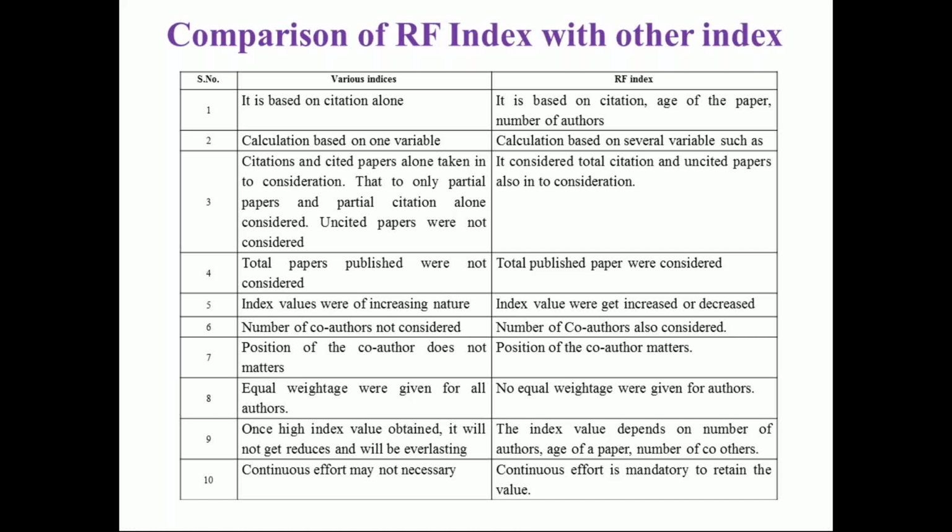Once a high index value is obtained, it will not get reduced and will be everlasting in the case of various indexes. As already stated, if a person got an H index of 33 at the age of 30 itself, his H index even at the age of 60 may be 33. It can't get reduced. Whereas in the case of the RF index, the value depends on the number of authors, age of a paper, and number of co-authors. Continuous effort may not be necessary in the case of other indexes. Once I've got an H index of 33, there is no need for me to publish papers at all. I can say that I have an H index, with no need to bother about publishing in rich journals. Whereas in the case of the RF index, continuous effort is mandatory to retain the value.